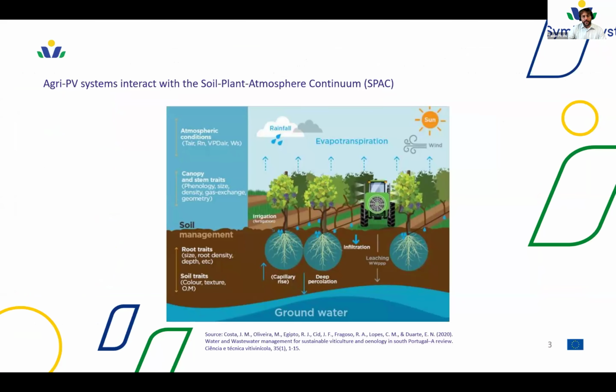Agrivoltaic systems interact with the soil, plant, and atmosphere continuum, the so-called SPAC. This is why we have to monitor the way agri-PV systems interact in this continuum relationship.